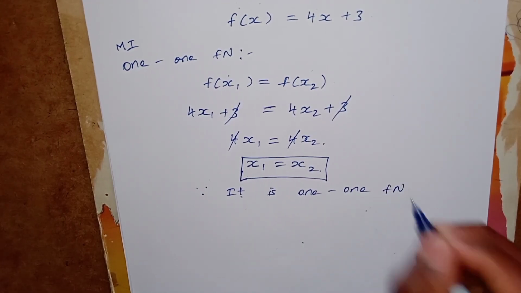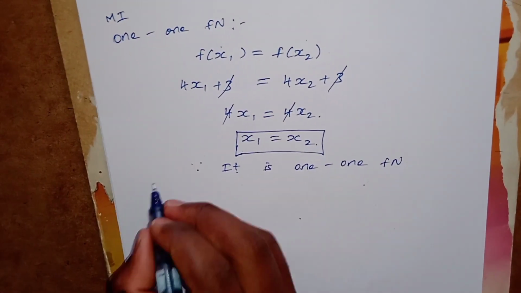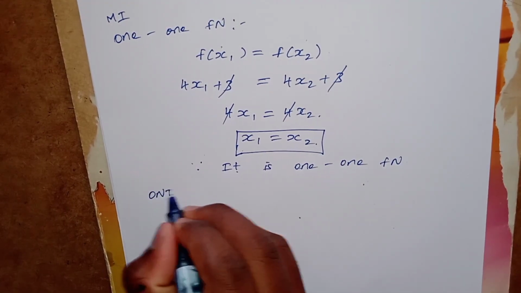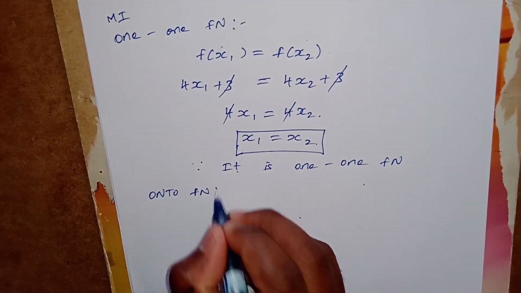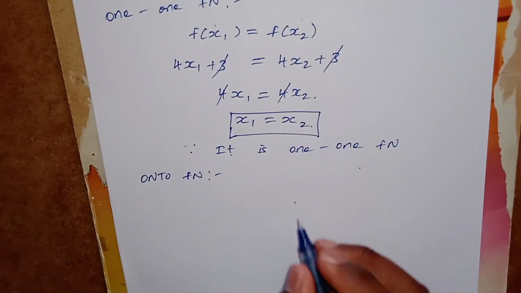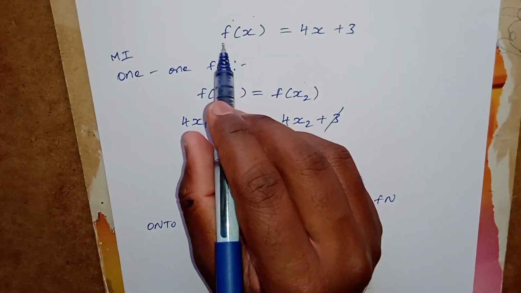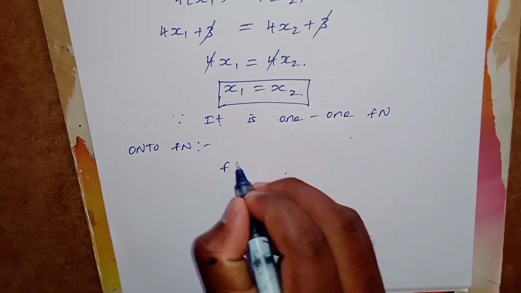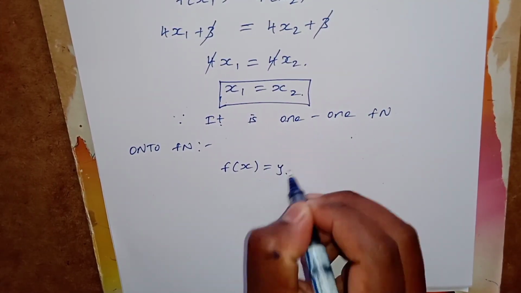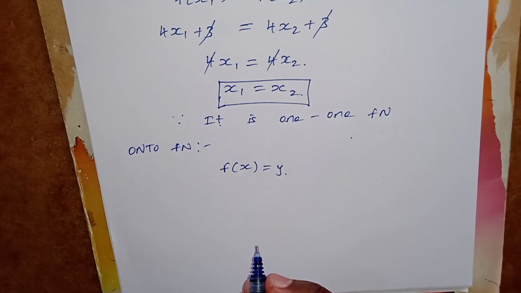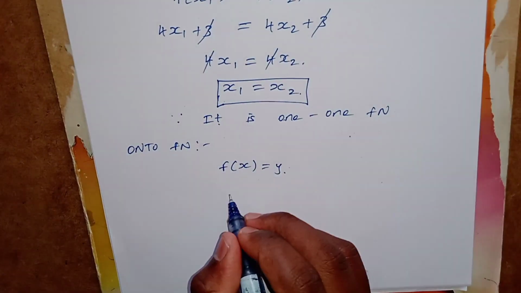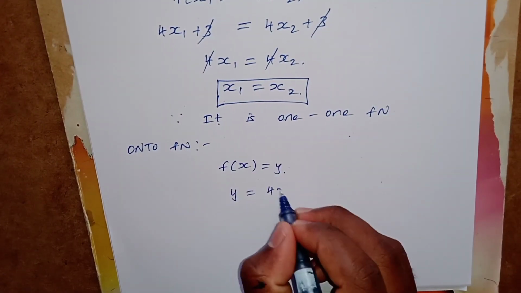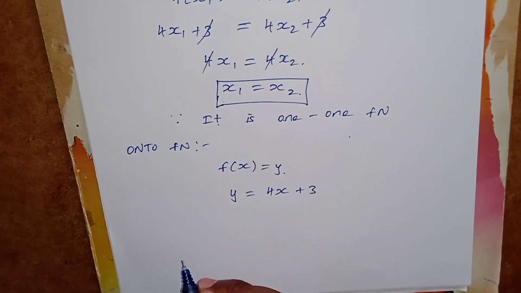Okay. Next, for onto: to check whether the given function is an onto function or not, you have to take the given function f of x equal to y. You should take f of x equal to y. Therefore, y equals 4x plus 3.